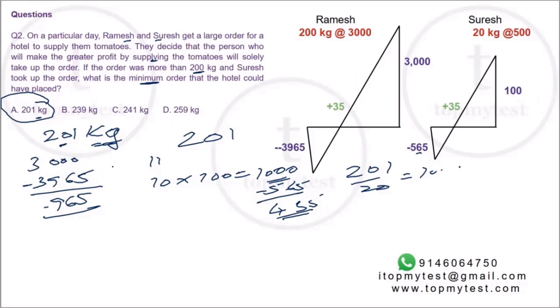So at 201 kilos, Suresh will make a higher profit than Ramesh. Why? Because that 1 extra kilo bumps up Ramesh's losses. It really shatters him because the entire 199 kilos has to be wasted, whereas Suresh is going to waste only 19 kilos over here.